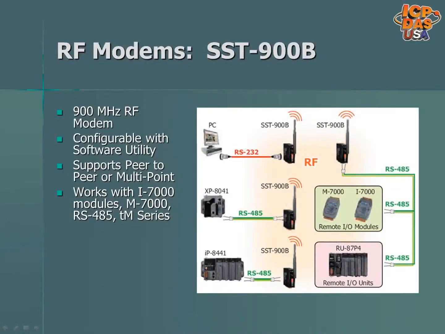The SST900B wireless RF modem operates over the 900 MHz band, supports peer-to-peer and multi-point topologies and Modbus RTU devices. It is set up with a software utility. In this picture, you can see a PC or controller like the XP8041 or IP8441 can be connected to an SST900B RF modem, and it can communicate wirelessly to I/O modules or I/O racks if another SST900B RF modem is connected to them and is configured to be in the same network.